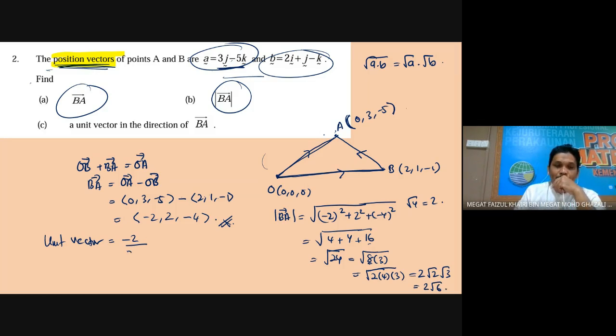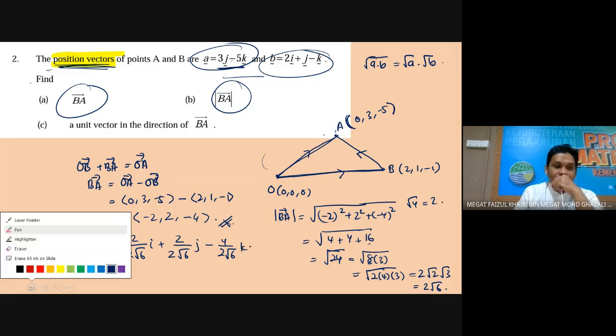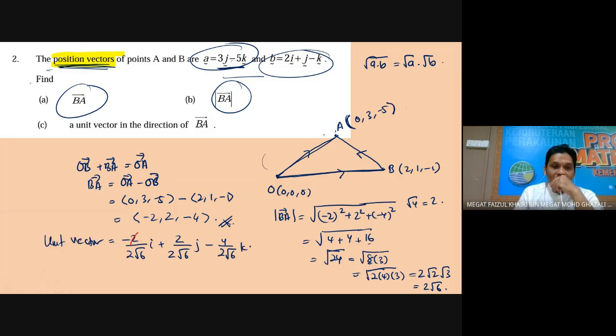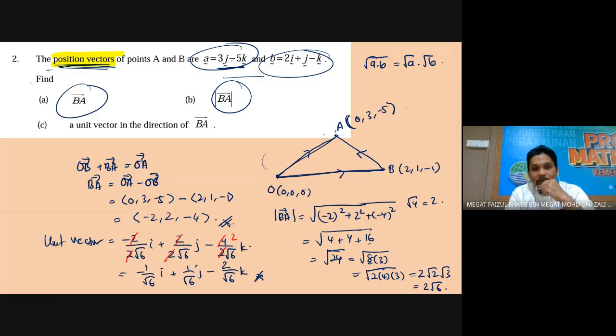Now, negative 2 over 2 square root of 6 i, plus 2 divided by 2 square root of 6 j, minus 4 divided by 2 square root of 6 k. Then 2 divided by 2, 2 divided by 2, and 4 divided by 2, and you get negative 1 over square root of 6 i, plus 1 over square root of 6 j, minus 2 divided by square root of 6 k. So that is the unit vector of vector BA.